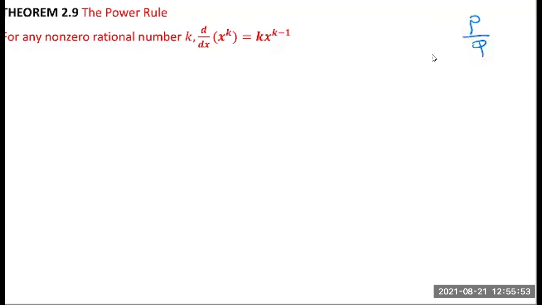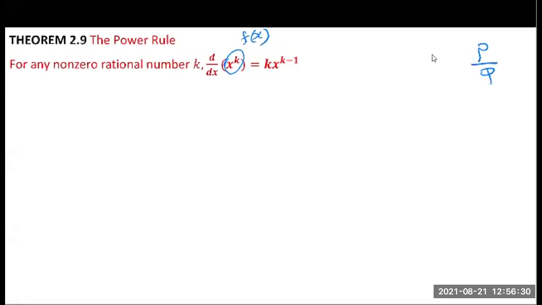So if k is any rational number, then d over dx of x to the power k. What does that mean? The derivative of x to the power k. Here is the notation for that. d over dx of x to the power k means the derivative of the function x to the power k. I'll take this function to be f of x for further calculation. Now what this tells you is that the derivative of the function x to the power k is equal to k times x to the power k minus 1. Very simple rule, but very useful.